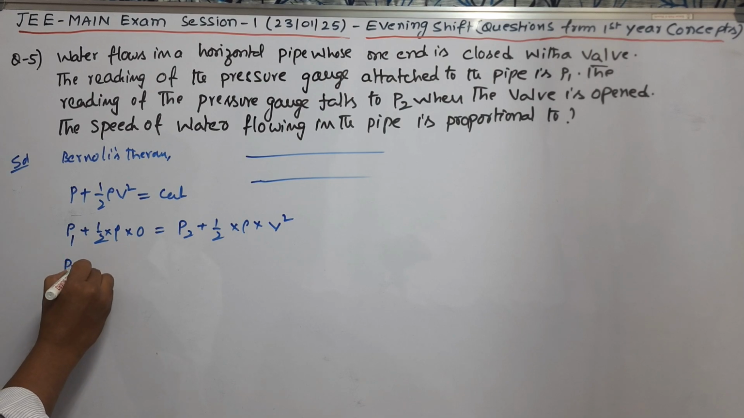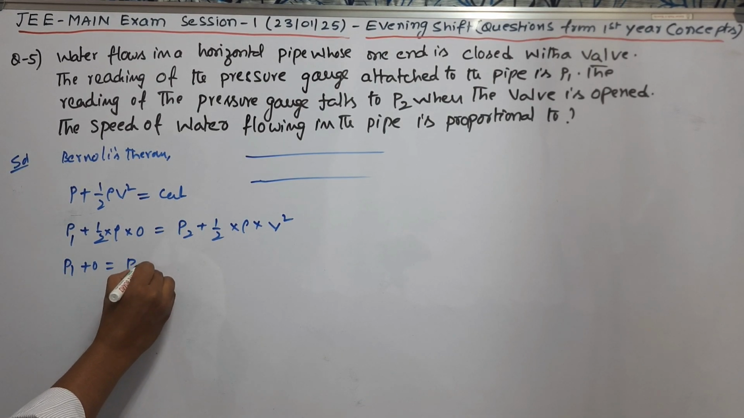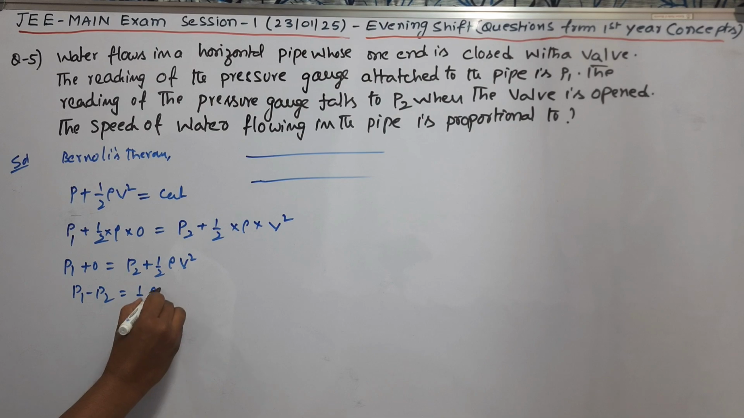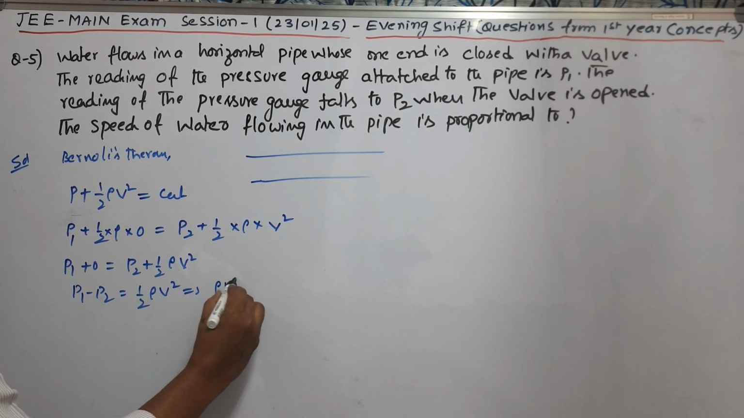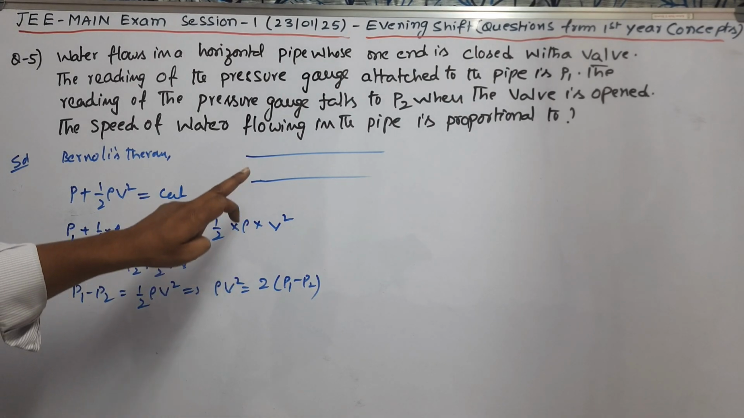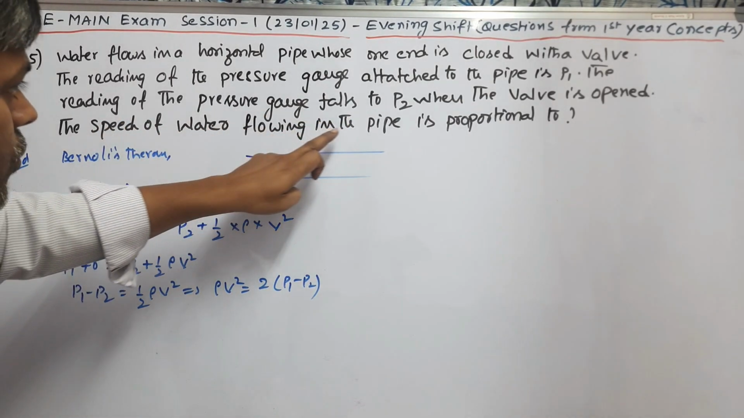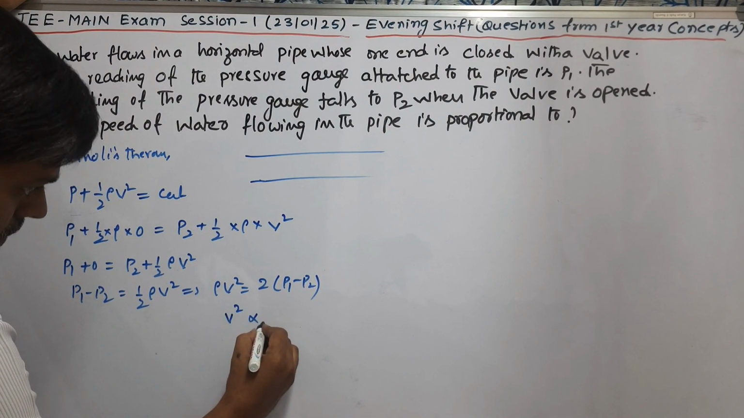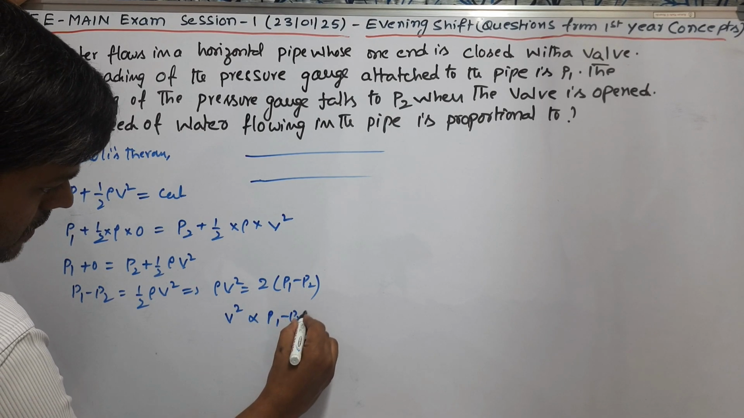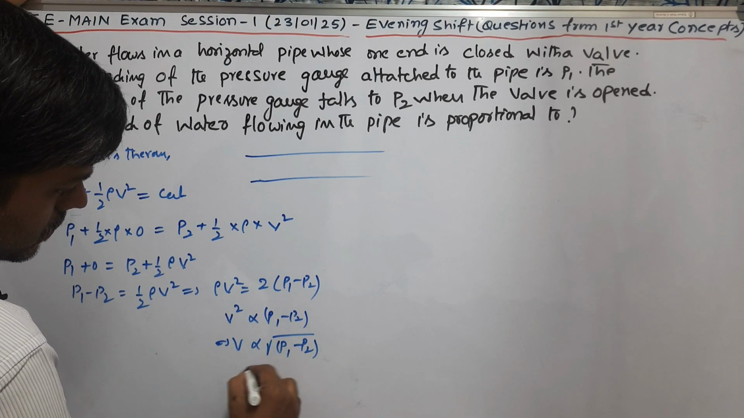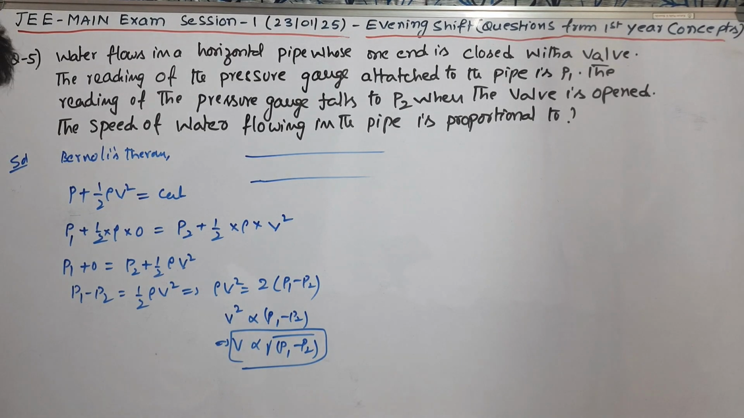Therefore P1 plus 0 is equal to P2 plus half rho V square. Bringing P2 to this side, P1 minus P2 is equal to half into rho into V square. That implies rho V square is equal to 2 into P1 minus P2. But what is being asked? The speed of the water flowing in the pipe is proportional to what? V square is proportional to P1 minus P2, that implies V is proportional to root over P1 minus P2. So this is the answer for this question.